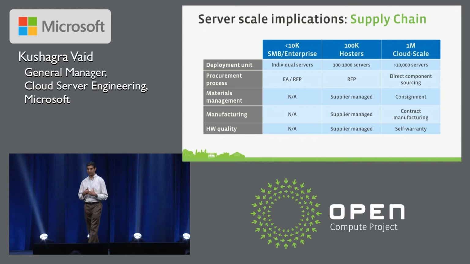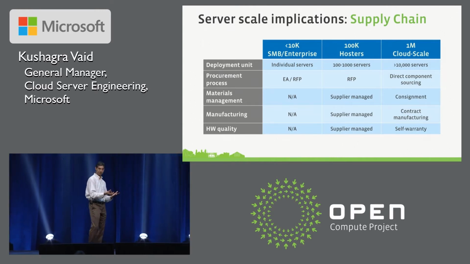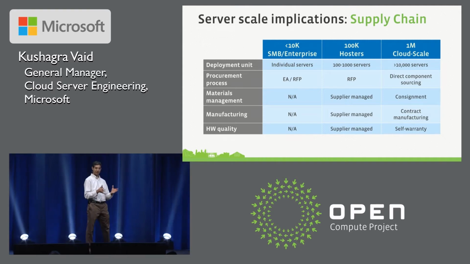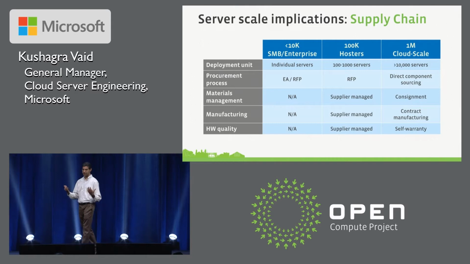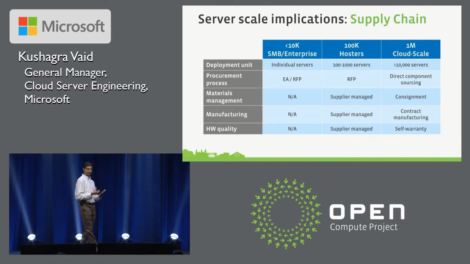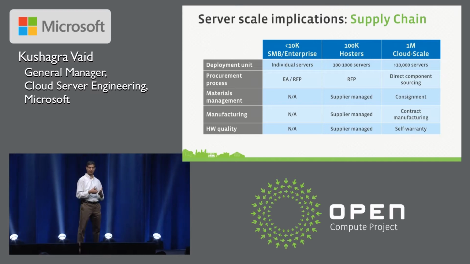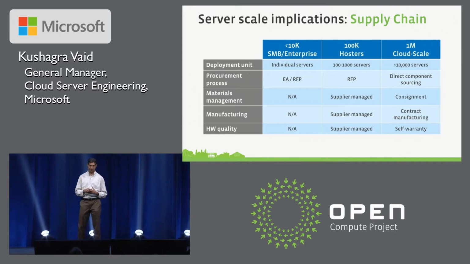Direct negotiations with component suppliers, consigning components to the manufacturers, manufacturing the material, for example, the sheet metal and boards, that becomes a factor to consider. And finally, on the quality aspect, the warranty aspects, there's a lot of cost savings if you start looking at doing self-warranty in these scenarios.